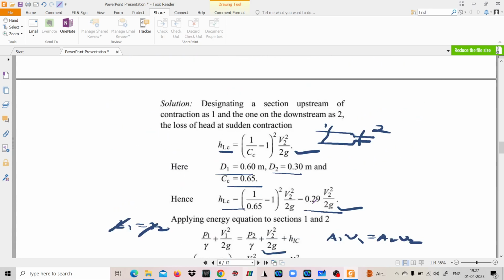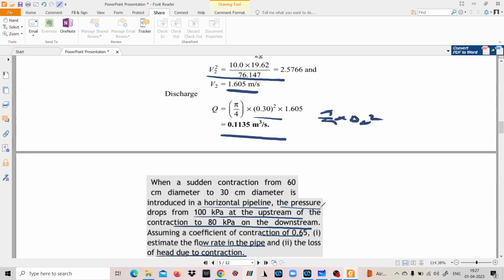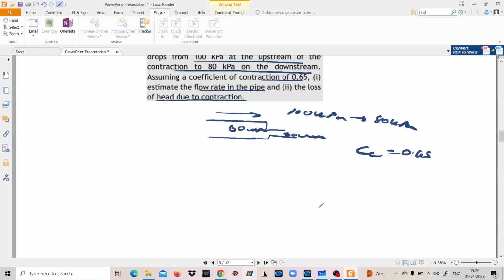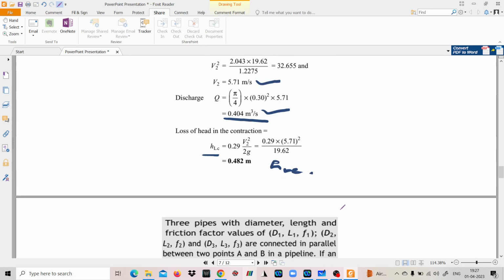So this is a very simple problem. You can say that this problem is a subset of the problem that we have already solved. The first problem, it can be looked at as a subset of the earlier problem.